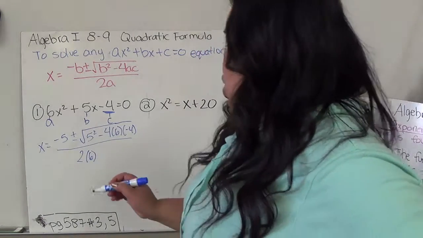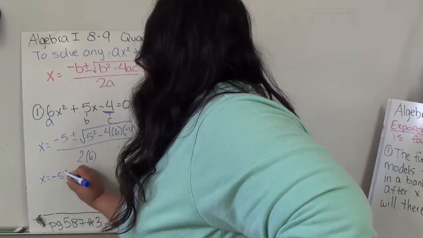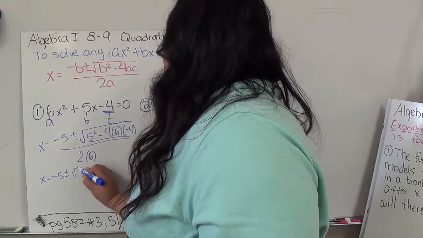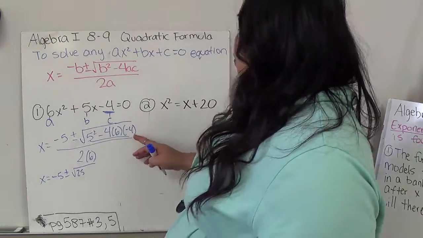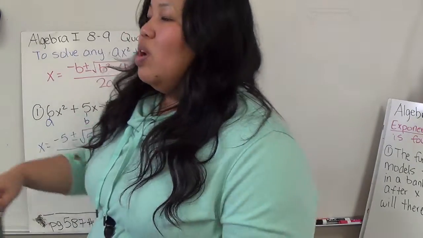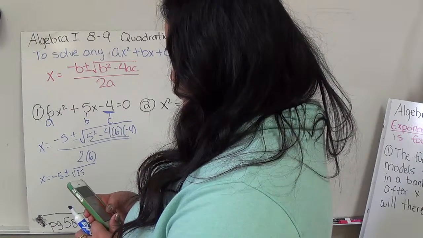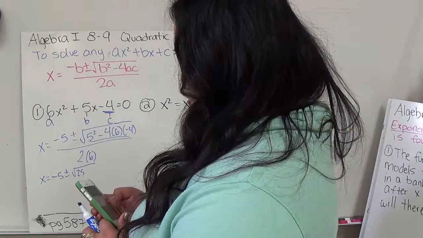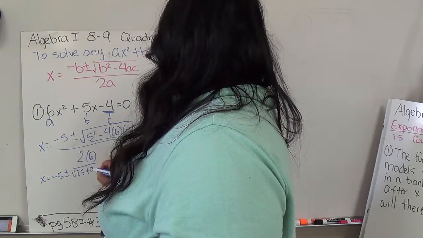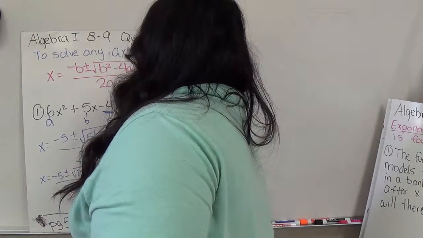Okay? So let's just solve. Our equation is negative 5. The first thing I'm going to do is solve what's on the inside right here. So this would be square root of 25. Negative 4 times 6 is negative 24. Then negative 24 times negative 4 is a positive, because the negatives cancel out. That would be 96. So positive 96, and then all over 12.